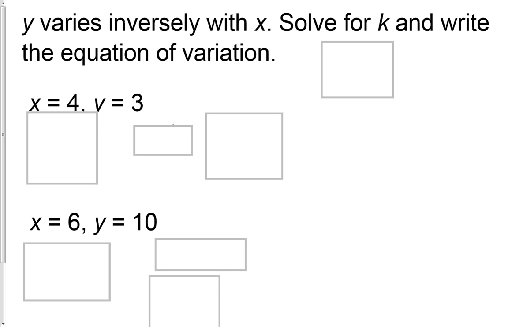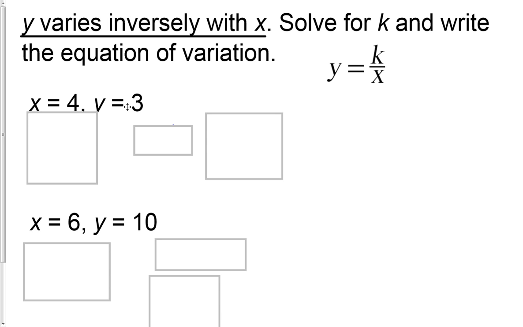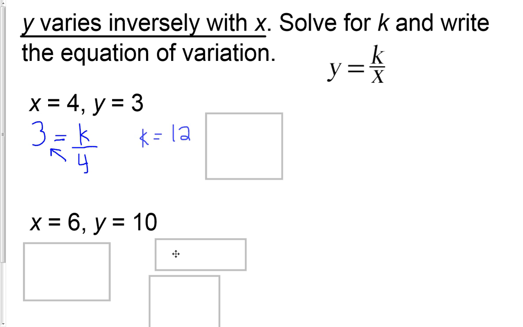Next one, we've got another varies inversely, right? Inversely means x is on the bottom. Y equals k over x. Well, y is 3, x is 4. So 3 equals k over 4, times 4 to the 3. 3 times 4 is 12. And then rewriting, y equals 12 over x.